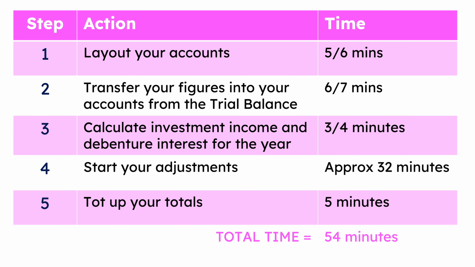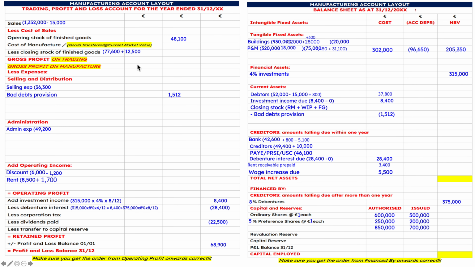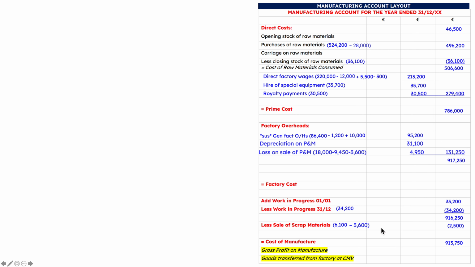So that's all your steps 1 to 4 complete. Step 5 is the next thing you have to do, which is just tot up your totals. That should take you 5 minutes. So this is how it looks now, okay? All you have to do is add things up and bring them out. If nothing has happened to the figures, just bring them out, and tot them all up. And then it should look like so.